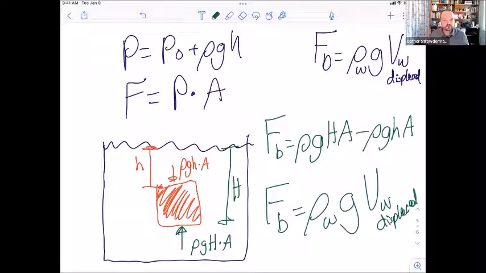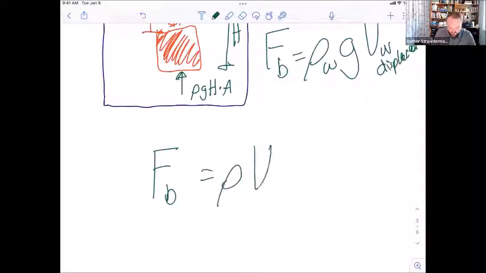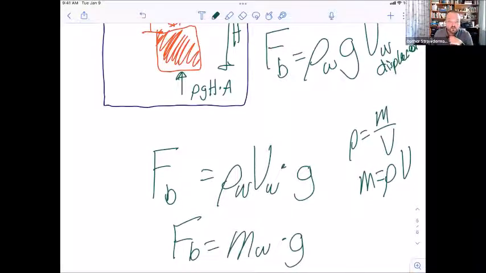Did this derivation make sense, y'all? Yeah. This is the foundational thing that causes the buoyant force. But also, if you look at this equation, rho gV, it's also the weight of the water moved out of the way. And I'll show you that real quick as well. So if I say that the buoyant force is rho Vg, well, if rho is mass over volume, then mass is density times volume. That's the weight of the water moving out of the way.